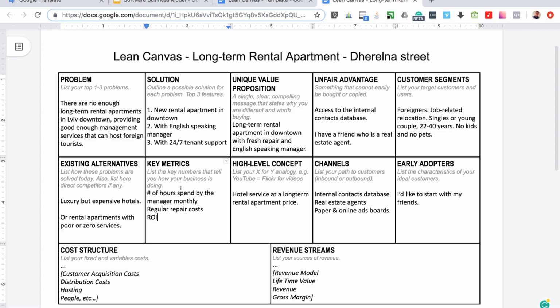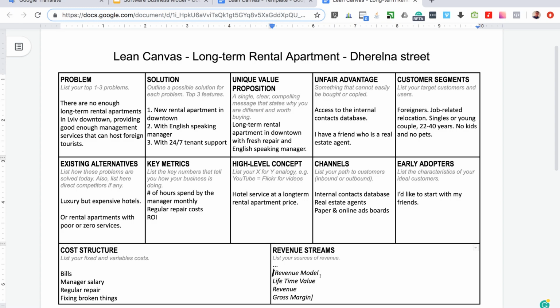Okay, we have 2 blocks left in this canvas. Cost structure. Every month I spend money on the next things. Let me clean this up and put my actual costs. I have bills, manager salary. I need to do regular refreshment, repair, paint walls, and I need to fix broken things all the time it happens.